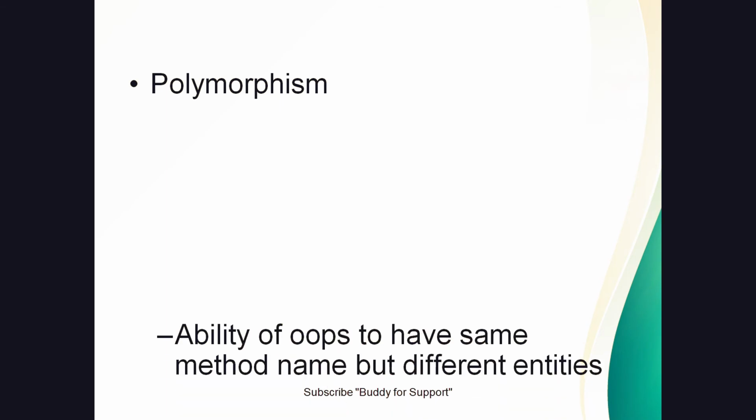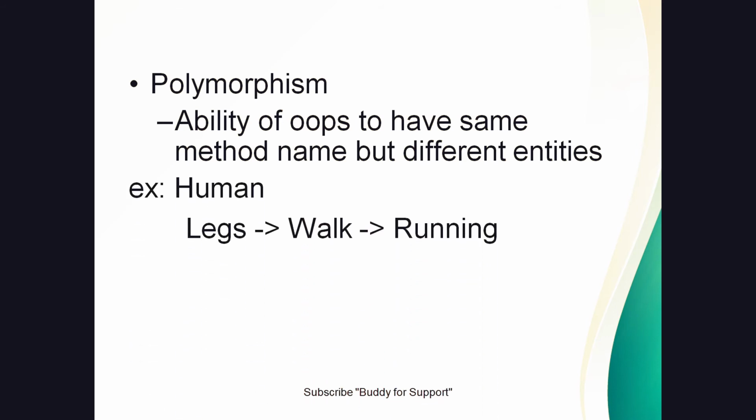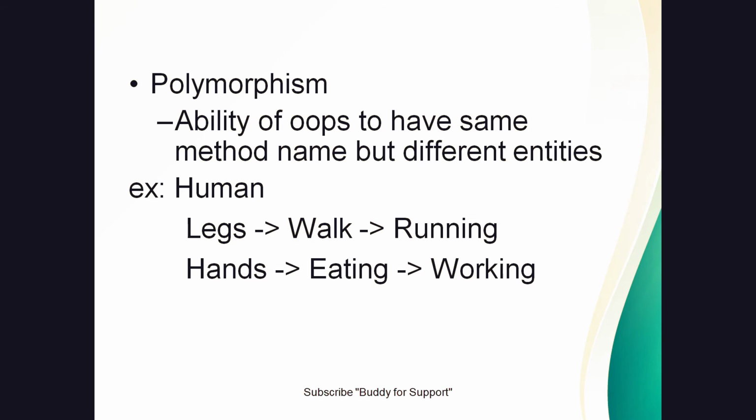Polymorphism. Ability of the OOPS to have same method name but different entities. Humans, they have legs to walk and the legs to run. Hands to eat and hands to work.